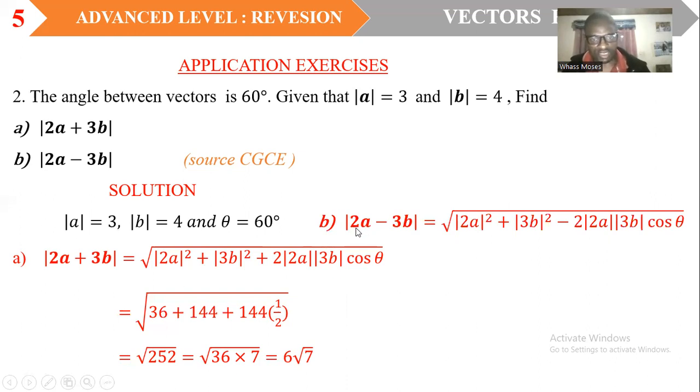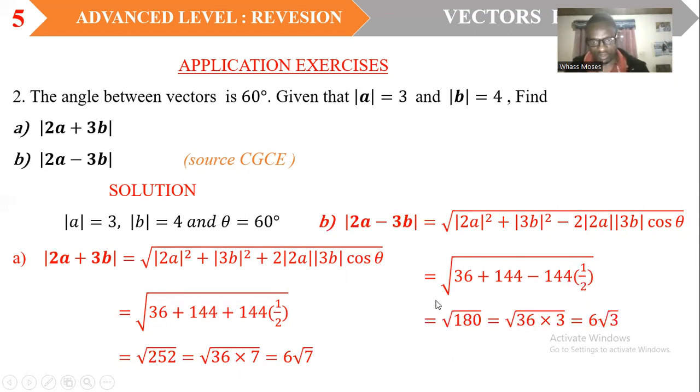B, the magnitude of 2A minus 3B is obtained from the formula: the magnitude of 2A squared plus the magnitude of 3B squared minus 2 times the magnitude of 2A times the magnitude of 3B times the cosine of the angle theta, all under the square root. Again, as we have already seen, this reduces to 36 plus 144 minus 144 times a half, which further gives us the square root of 180. And the square root of 180 in surd form reduces to 6 root 5.